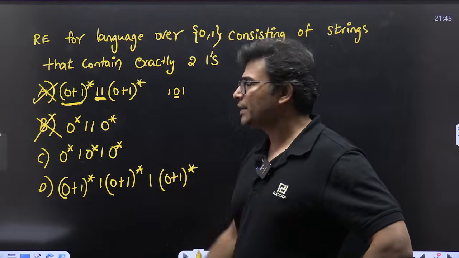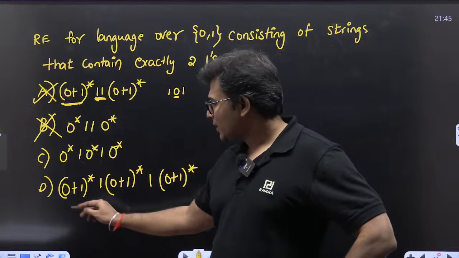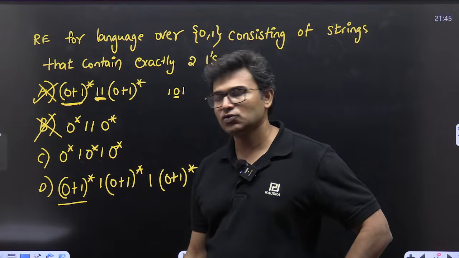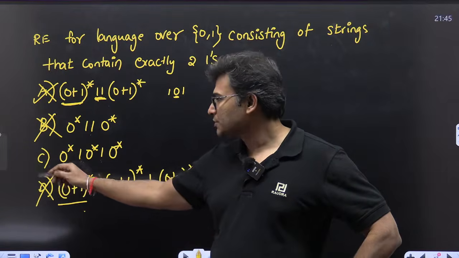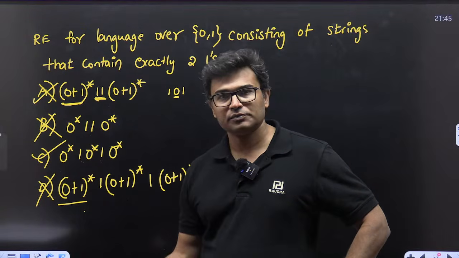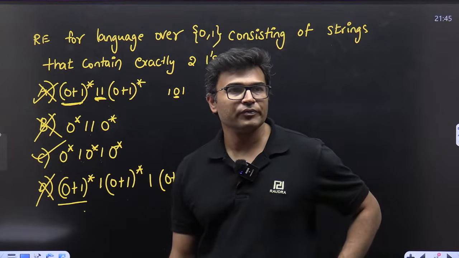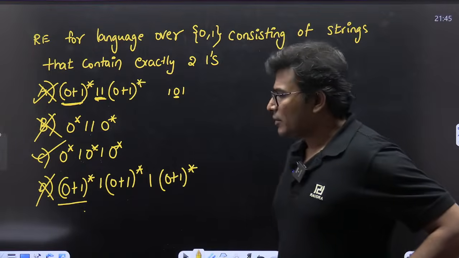Let's try to eliminate D. Now there should be exactly two ones. If I take 0 plus 1 star, it can generate any number of ones. So it is not generating exactly two ones. So only one option is remaining. You can take that.